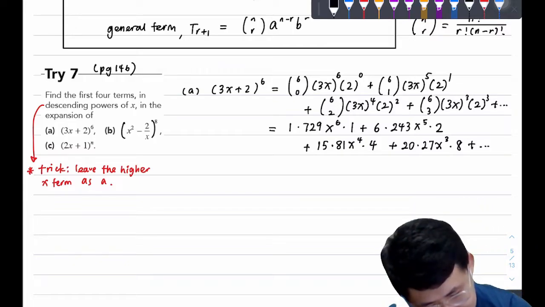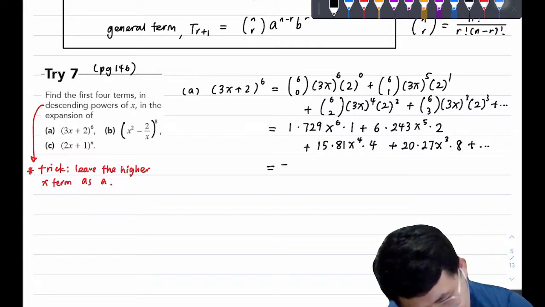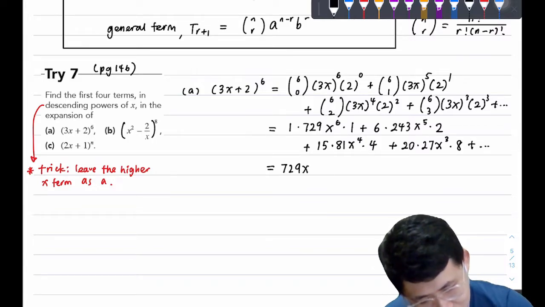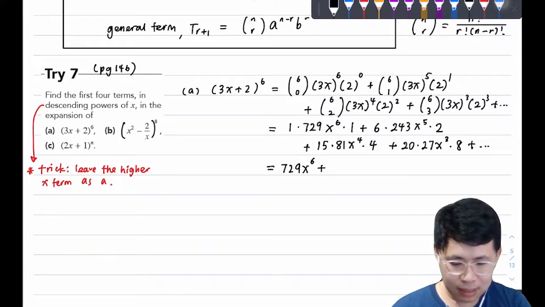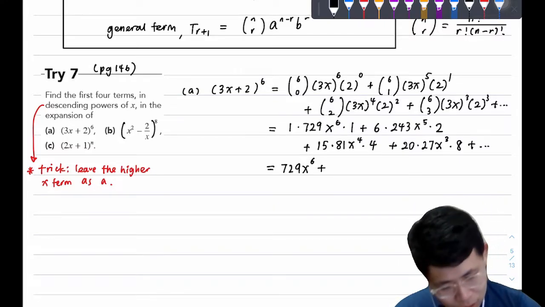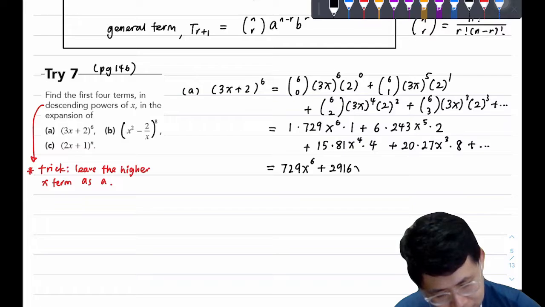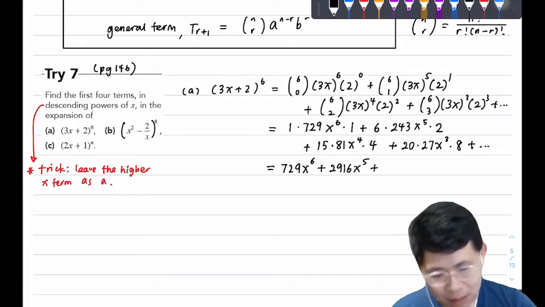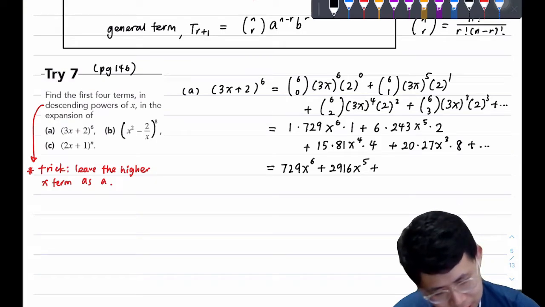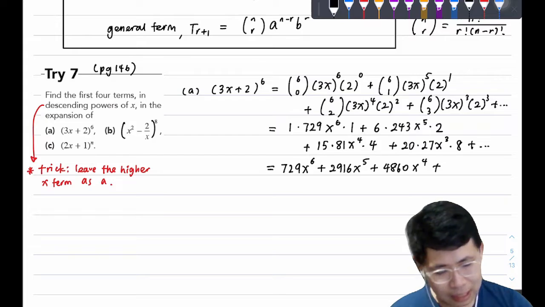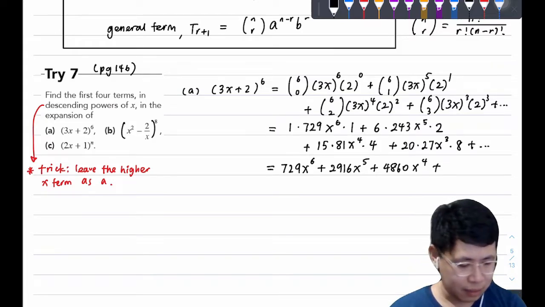Okay, so let us tidy up over here. I'm going to have 729x power 6 plus, the rest you can use your calculator to simplify. 6 times 243 times 2, so I get 2916 of x to the power of 5, plus 15 times 81 times 4. So this is 4860 x to the power of 4. Then the last one over here, 20 times 27 times 8.